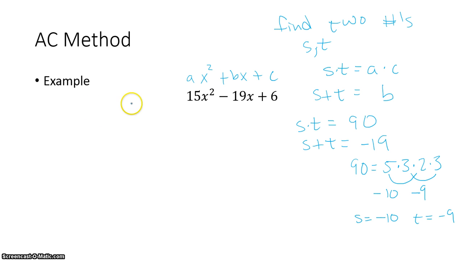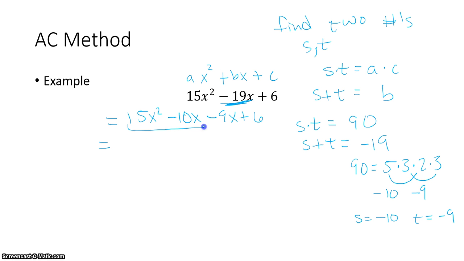Once you figure out what your s and t are, you're going to come back to your trinomial and rewrite the middle term, the bx, using the s and the t. So what I'm going to do is minus 10x, so there's my s, minus 9x, there's my t, plus 6. So we haven't changed anything. All we've done is split up this middle term, this bx, into two other terms. Now you're noticing that I have 4 terms, and I'm going to factor by grouping, which is exactly what I want to do.